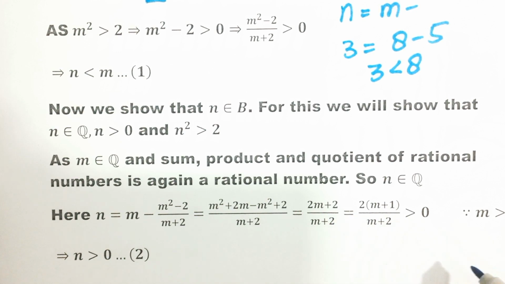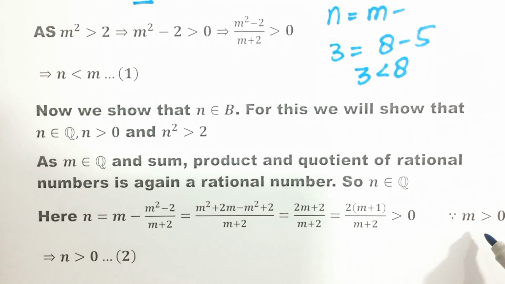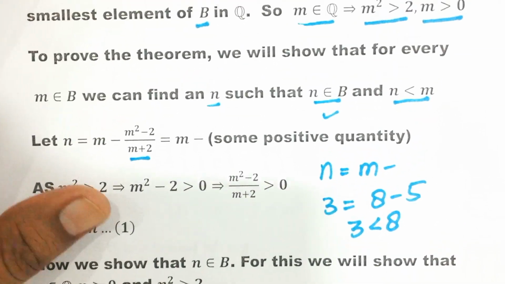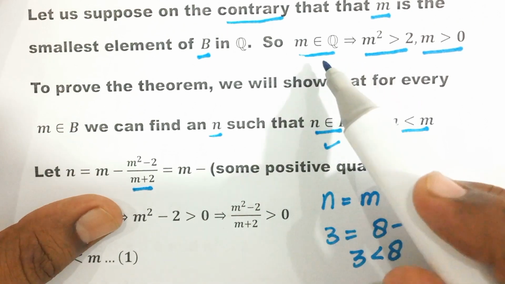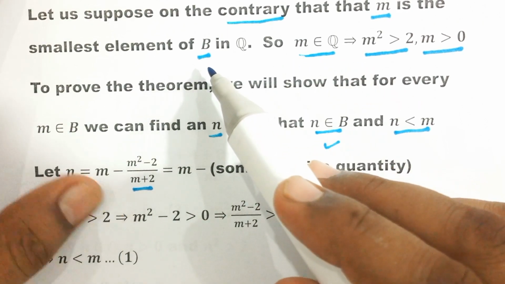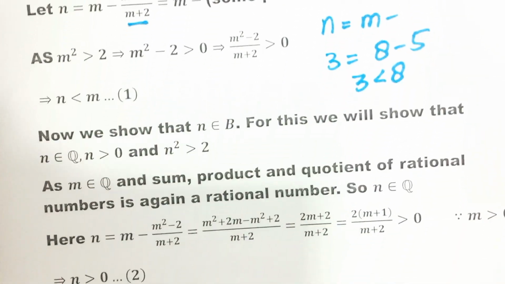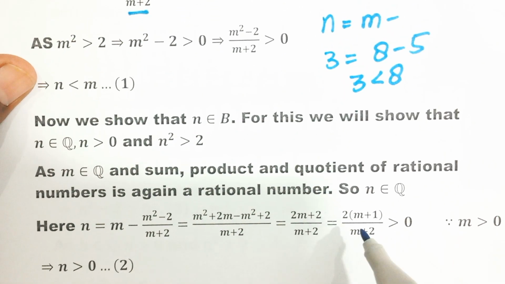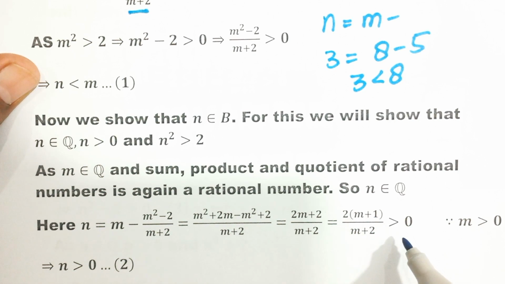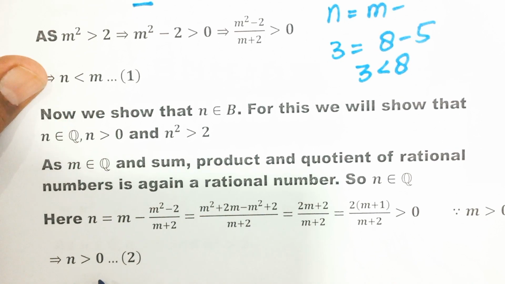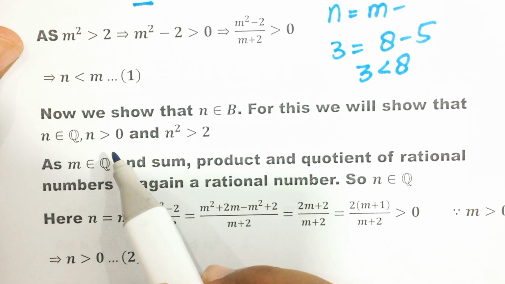As m is a positive rational number, because at the start we have supposed that m is an element of B, that's why m will be positive here. So if m is positive, then obviously m + 1 and m + 2, both numerator and denominator, will be positive. So finally this fraction is positive. Now this fraction is equal to n. This implies n is greater than 0.